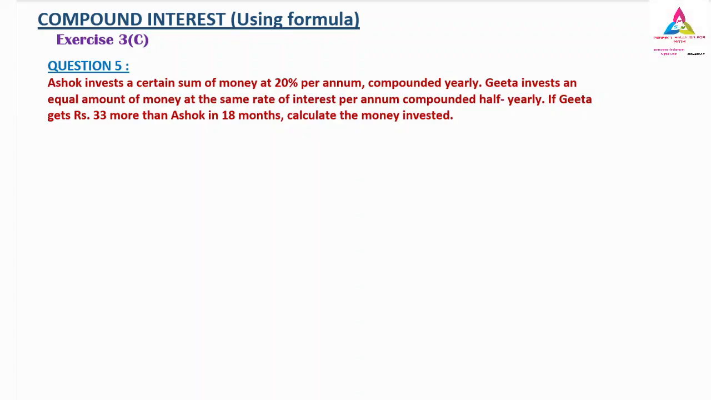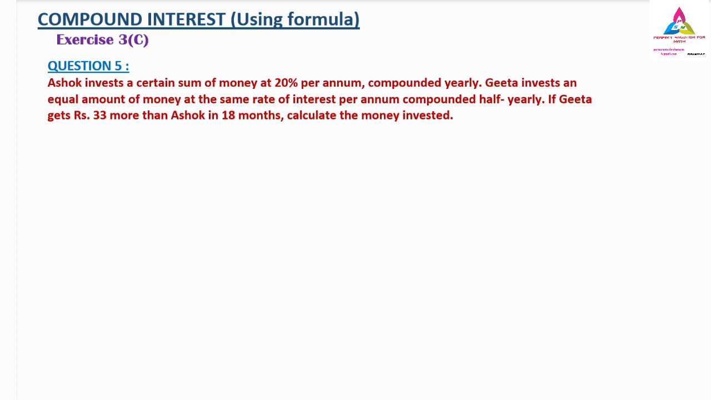I'm your tutor Sumantia. Today we are going to learn class 9th ICSE syllabus mathematics compound interest using formula, exercise 3C, the fifth question. Ashok invests a certain sum of money at 20% per annum compounded yearly. Geeta invests an equal amount of money at the same rate of interest per annum compounded half yearly. If Geeta gets rupees 33 more than Ashok in 18 months, calculate the money invested.